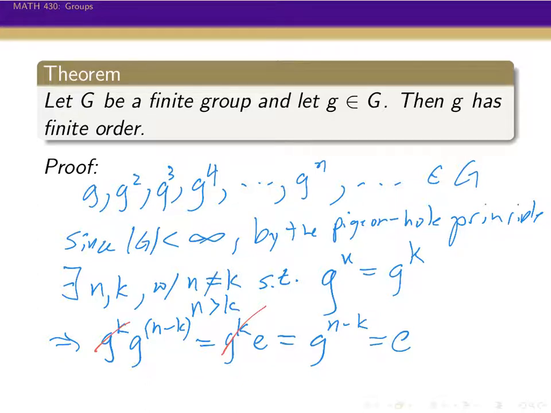It doesn't mean that's necessarily the order, but it means that it happens at least once, and so we could just check all of the previous powers of g to see if any of those were actually the identity, before then finding the smallest one. And so this is enough to establish the theorem.